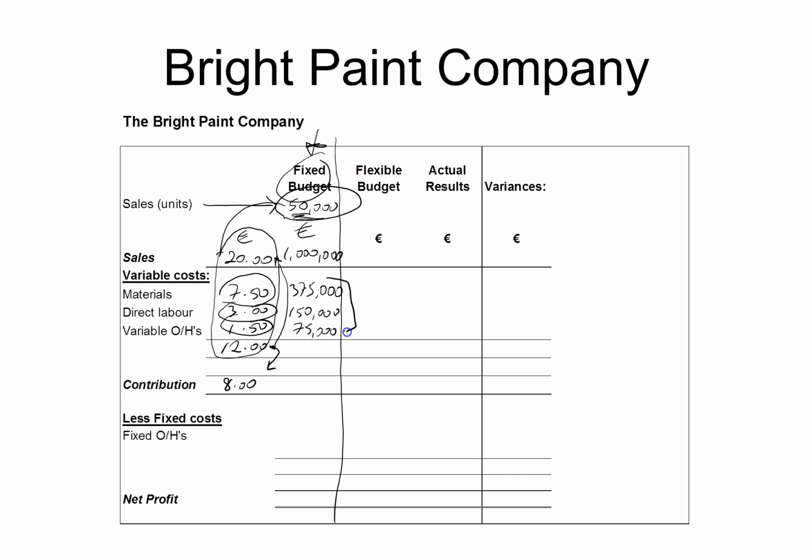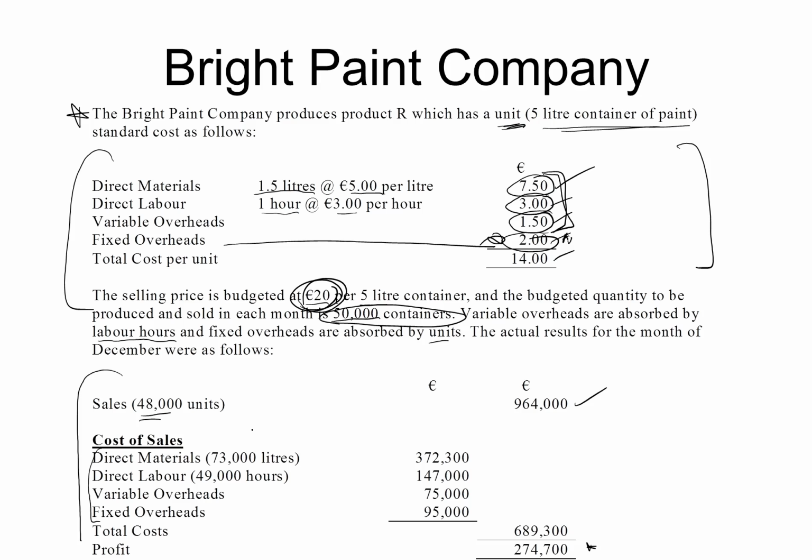Now if I add these three together, I get my total variable costs of 600,000. And then I have my total sales revenue minus my total variable costs will give me a contribution of 400,000. Now, the original fixed budget, well, I'm just going to have a quick look at that. The original fixed budget for fixed overheads, I need to go back to the question and have a quick look again at that. So what we can see here is that the plan is to produce 50,000 containers.